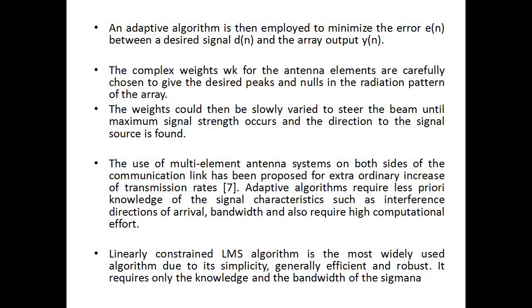The adaptive process used here is only for minimizing the error between the desired signal and the array output y(n). The complex weights w_k for the antenna elements are carefully chosen so that any peaks and nulls in the radiation pattern of the array are ignored. The weights can then be slowly varied to steer the beam until the maximum signal occurs in the direction of the source.